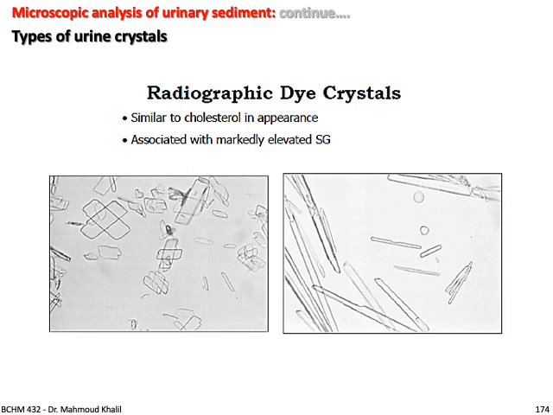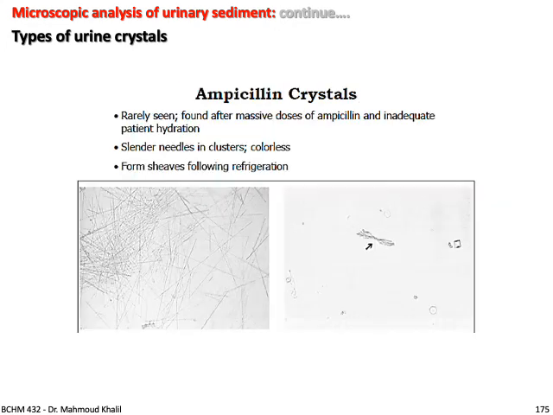Radiographic dye crystals are similar to cholesterol in appearance, and they are always associated with markedly elevated specific gravity. Ampicillin crystals are rarely seen, found after a massive dose of ampicillin. They are slender needles in clusters and colorless, forming sheaves on refrigeration.